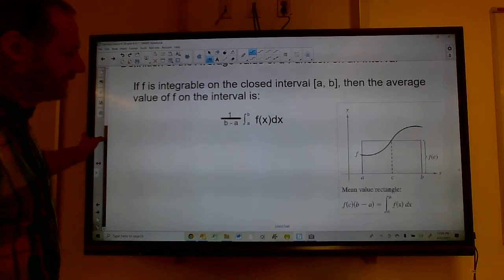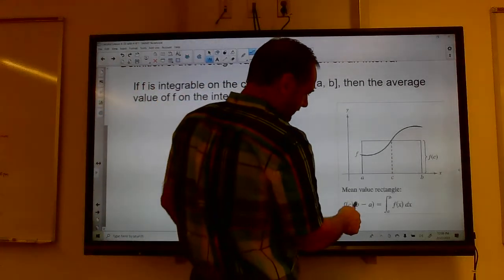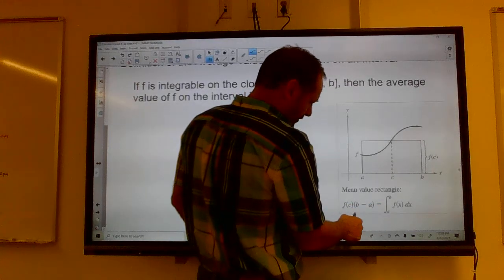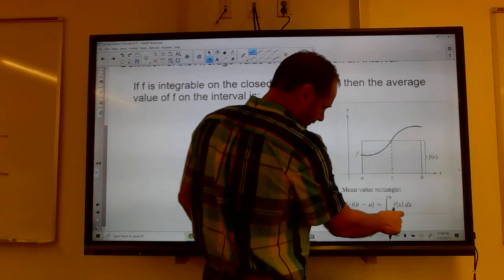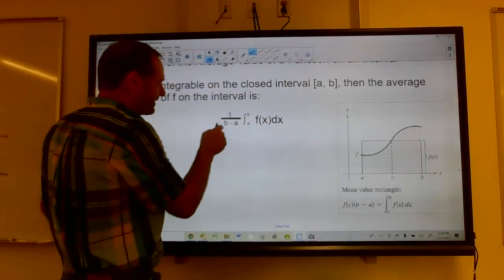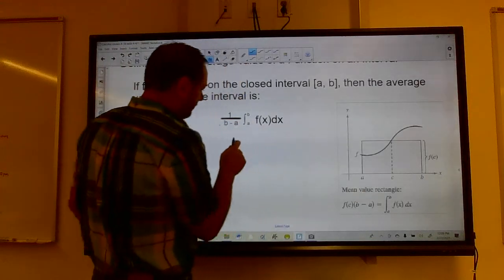If you look at it, here was our mean value theorem: b minus a times f of c equals this integral. If I just divide this over here, that's the same as 1 over b minus a, that's this, times that equals f of c.